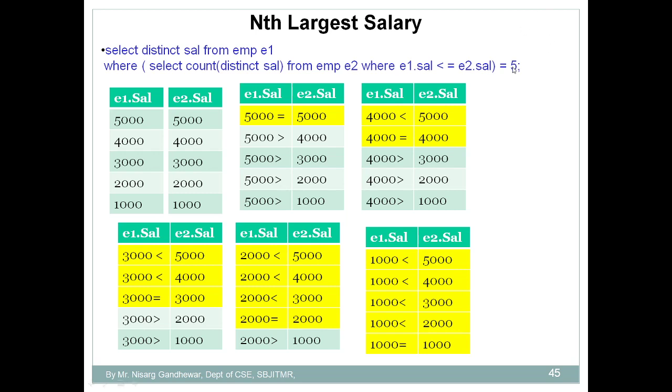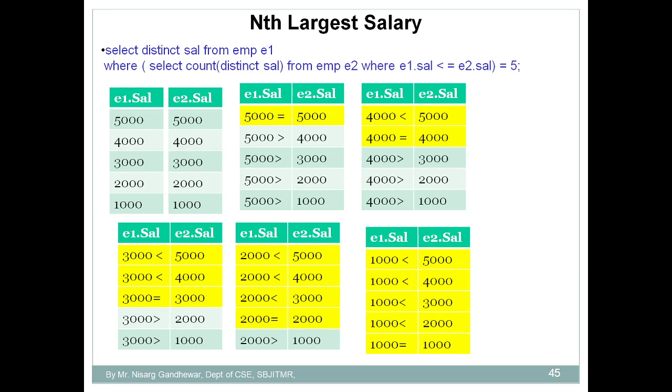Here you can write anything. Suppose I want to find the 6th largest salary, then instead of 5 I can write 6. So this is a generalized nth largest query to find the nth largest salary of an employee. The value of n can be 1, 2, 3, 4, 5 and so on. I think you now understand how to find the nth largest salary. This query will work for any number. Suppose your table has 1 lakh rows and you want to find the 10,000th largest salary, then it will also work.